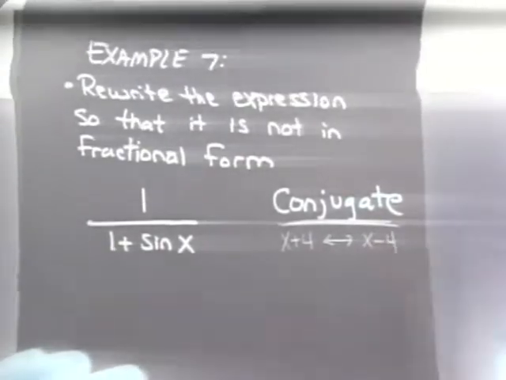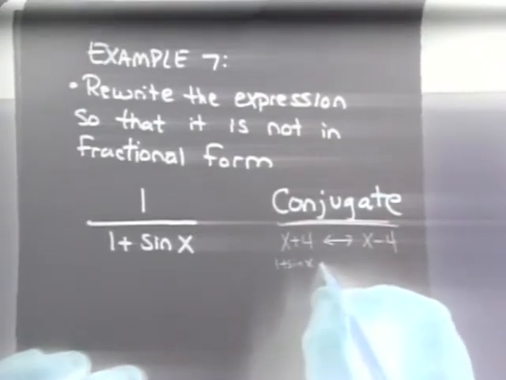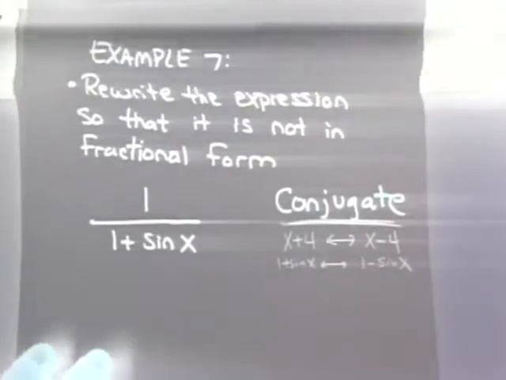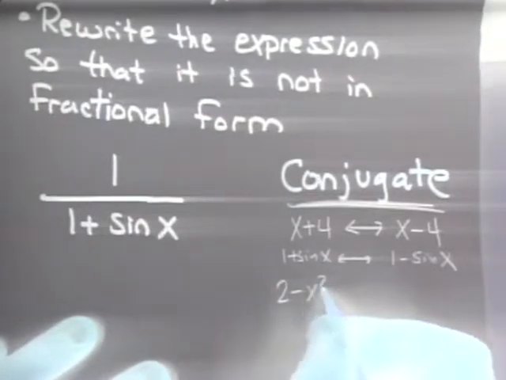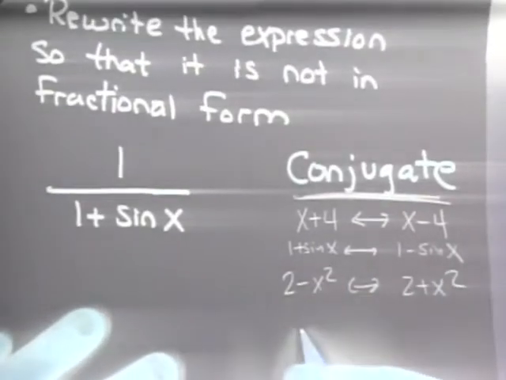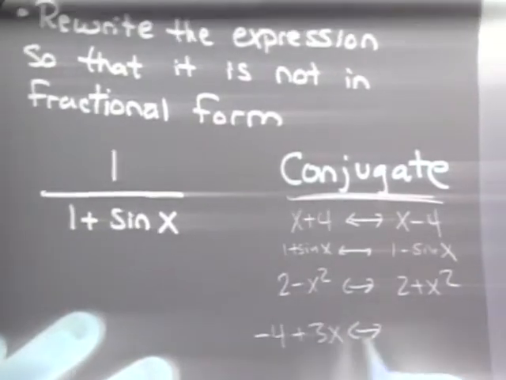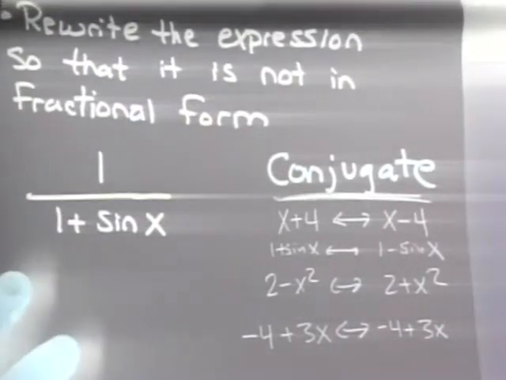Say that you had something like 1 plus sine x. If you had something with some negatives in it, say 2 minus x squared, you'd have 2 plus x squared. And say that you had a negative to start out with, like negative 4 plus 3x. The conjugate, you don't mess with that negative 4. It's just negative 4 minus 3x. Okay, so that's what conjugate means. Just write the binomial again, but change that sign in the middle.